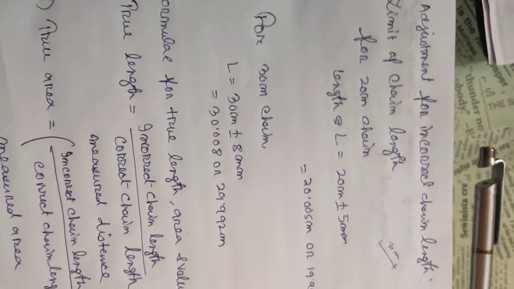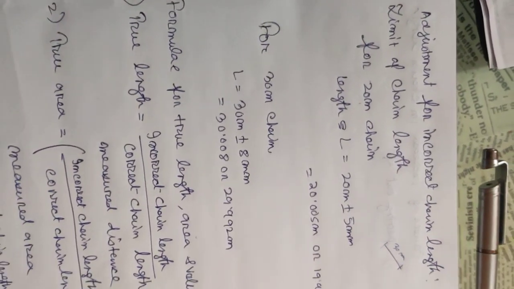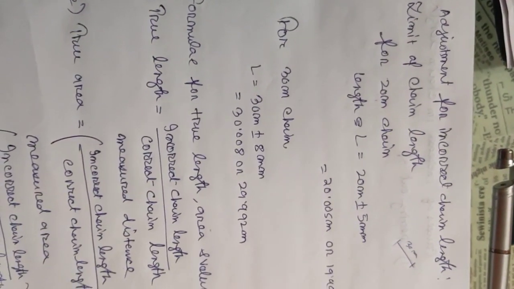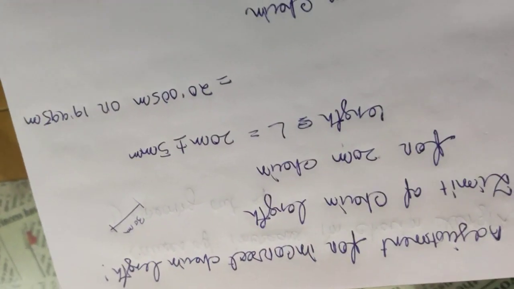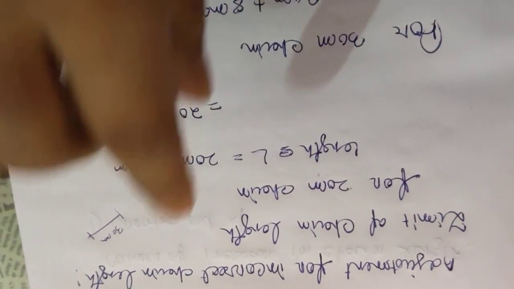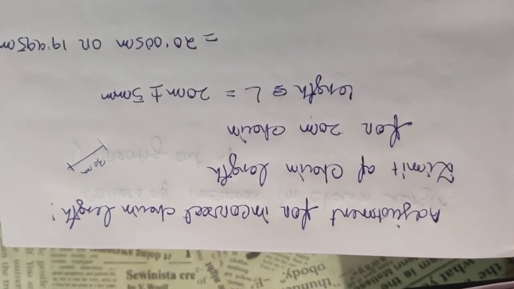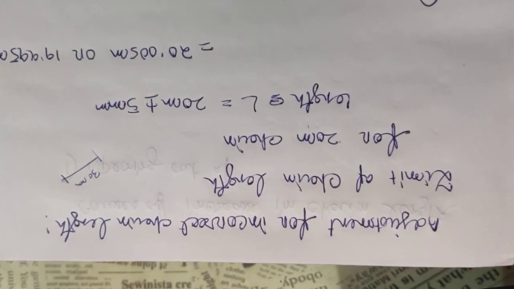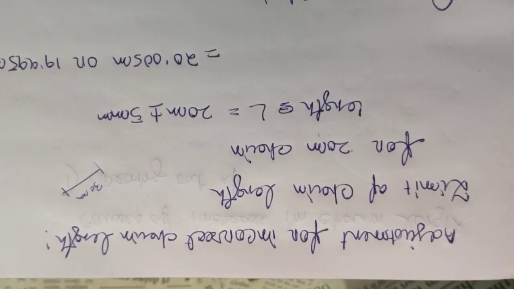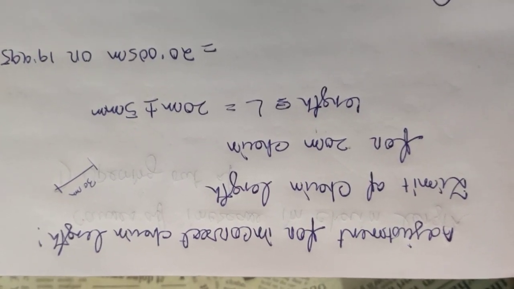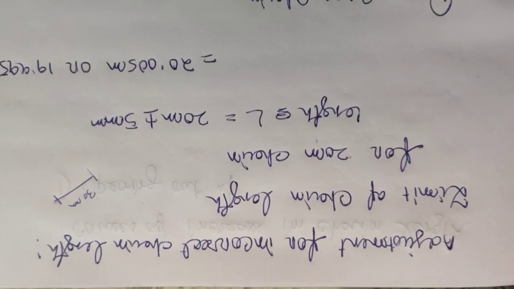So till now we have discussed the errors in chaining, and the next topic is adjustment for incorrect chain length. Suppose we are using chains which are defective, which are long or short. Suppose we are using a chain of 30-meter length and the chain that we are using is defective, it is lengthier than 30 meter or it is shorter than 30 meter. So in that case we need to apply some corrections.